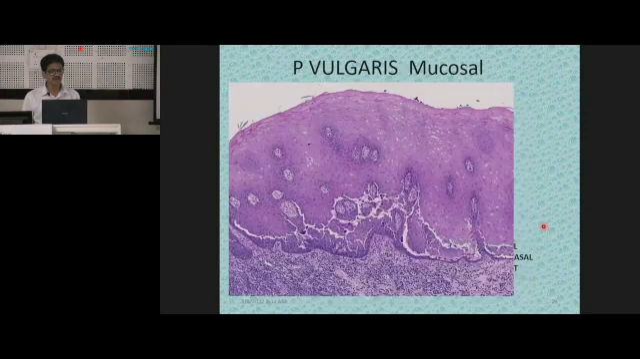In mucosal pemphigus vulgaris, it is quite easy for all the pathologists over here to identify the suprabasal cleft. Here there is no question about the suprabasal cleft. It is nicely seen over here. You can see that there is no keratin layer and this is coming from the mucosal layer.